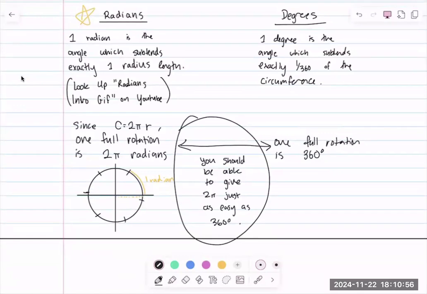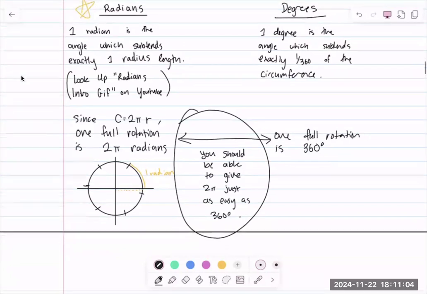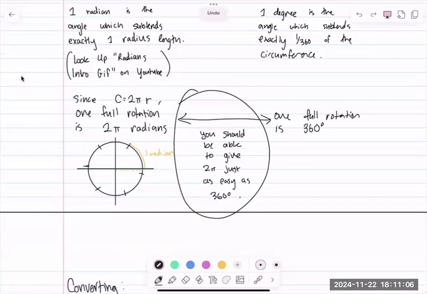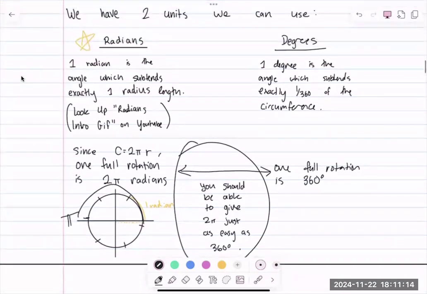okay? So practice remembering a full rotation in radians. Try even practicing some of the common calculations. So we know that a half of a rotation is half of 2 pi. So this right here is pi. Oh, that's not a pi, that's an h. That's pi. Okay, same with degrees. 1 degree is kind of defined weirdly. It's defined as an angle which subtends exactly 1/360th of the circumference.